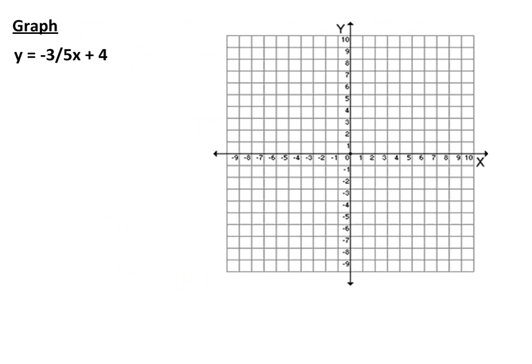Well, the first thing you should do is always try to graph the y-intercept. Okay, remember our y-intercept is just (0, 4). So I'm going to go 0, up 4. The biggest mistake I see students make is they don't go to the y-axis, they go to the x-axis. So be careful with that.